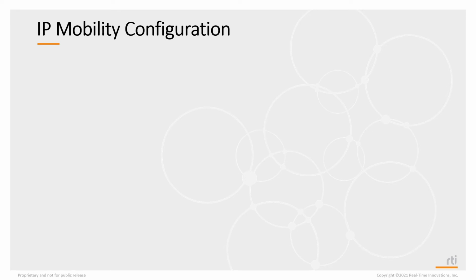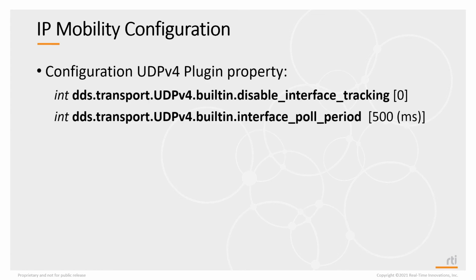IP mobility is a built-in feature of Connext DDS. It's something you don't have to turn on, but you may want to turn off, and you may want to configure it. There are situations in which you say, no, I want DDS to use a specific IP address. I don't want it to start using other ones. So you can tell it to turn off the interface tracking.